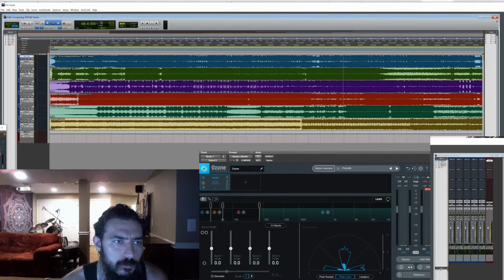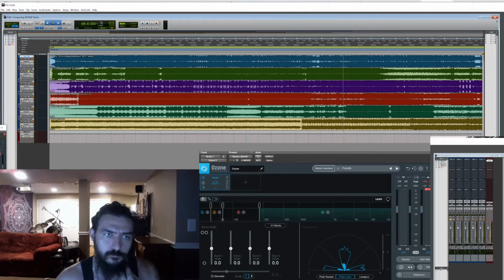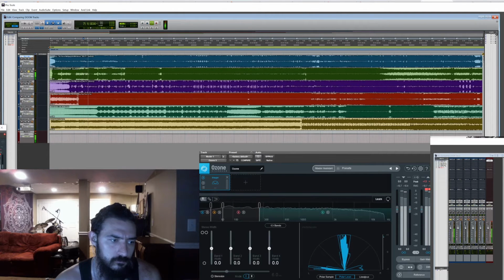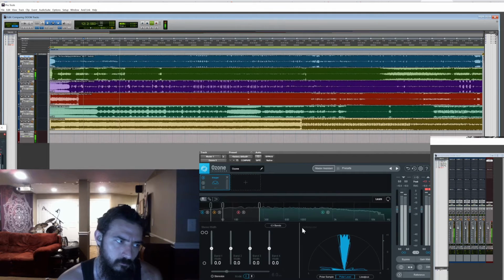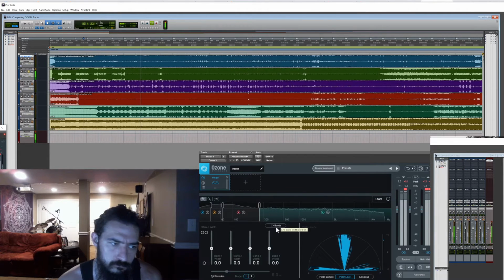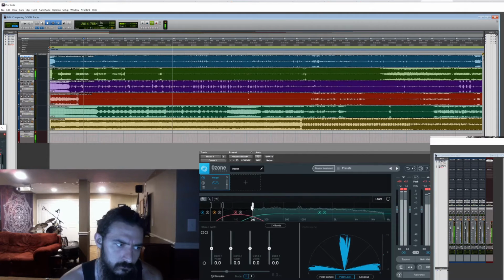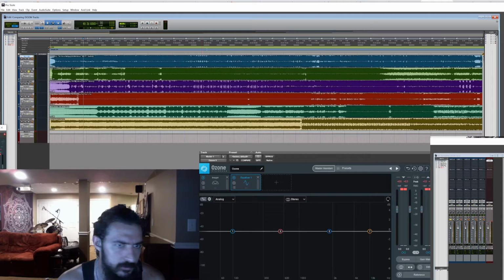Let's move on to... What's this one? Meat Hook? I mean, might as well take a look. Let's take a look with the equalizer just to see.